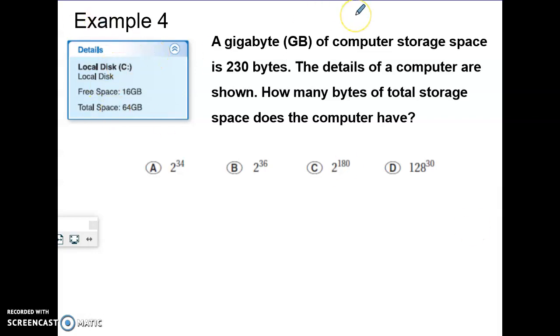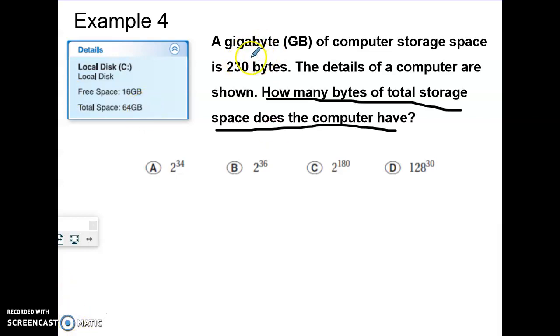This one's example 4. It says the gigabytes of a computer storage space is 230 bytes. The details of a computer are shown. How many bytes of total storage space does the computer have? So how many bytes does this computer have? Okay. So computer storage, it looks to be that it has a total of 230 bytes. Here is your free space. Here is your total space.